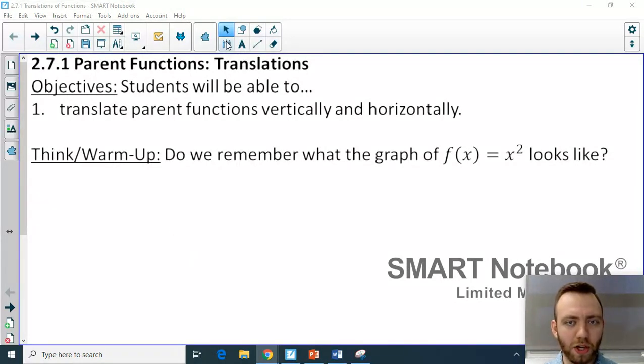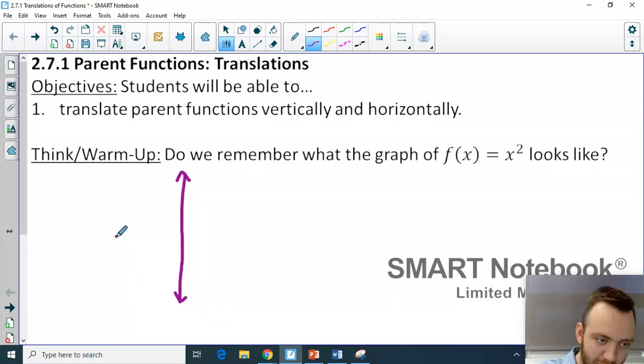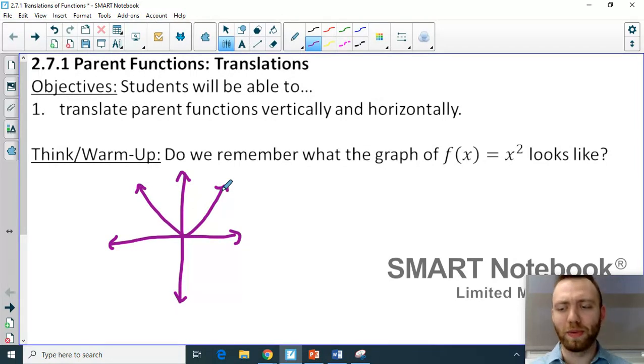But to start, do we remember what the graph f of x equals x squared looks like? If we just sketch a graph here, x squared is just going to swoop down and curve right back up like that. That's the graph we've been working with in quadratics. Quadratic meaning something with x squared, and they've been making this parabola shape, this U shape.